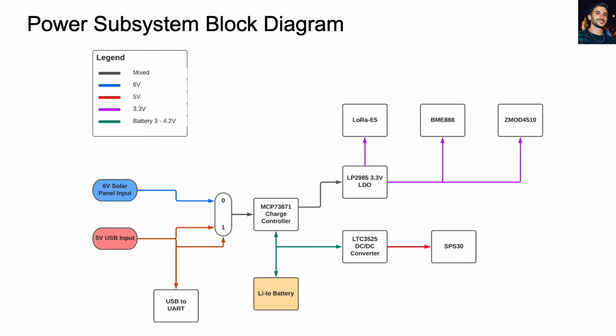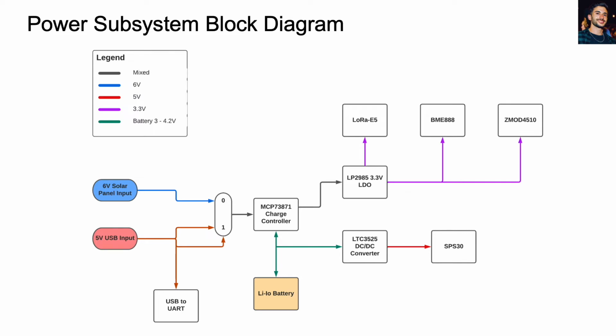When the USB-C input is connected, it powers the system and simultaneously charges the battery. The output of the charge controller is connected to the low voltage dropout regulator. This LDO takes the output and drops it to a constant 3.3 volts, which will be used as the main power rail in the system. The 3.3 volts then powers the microcontroller and the BME 688 as well as the ZMOD 4510 sensor.